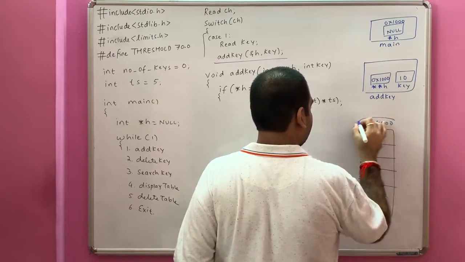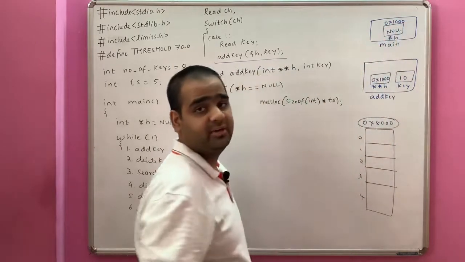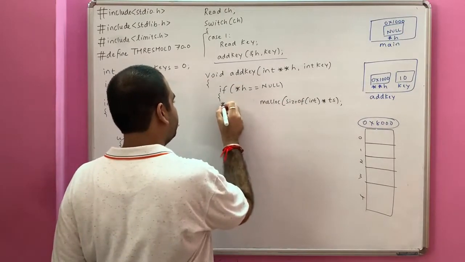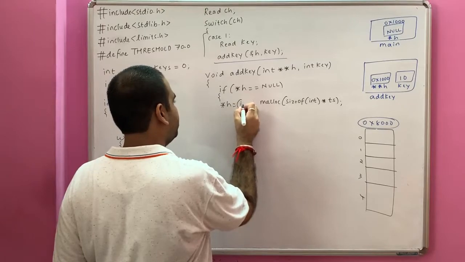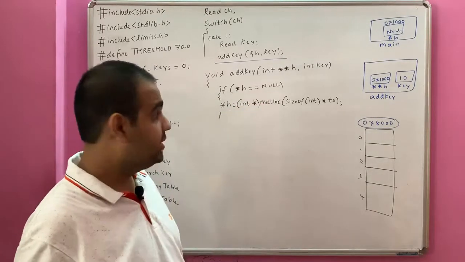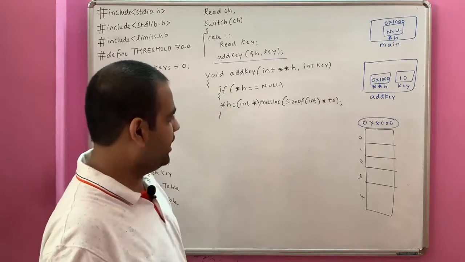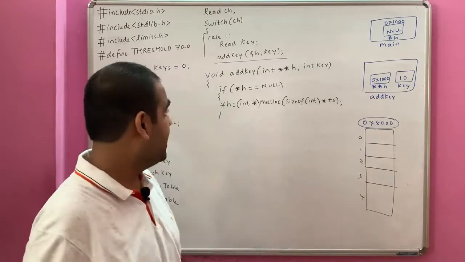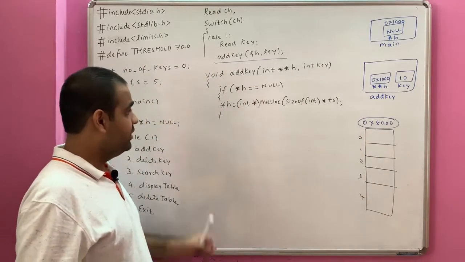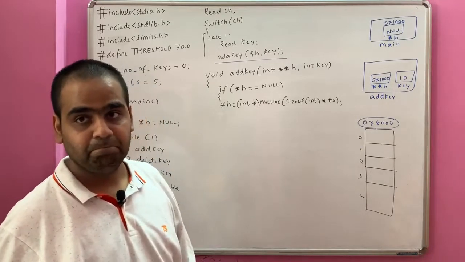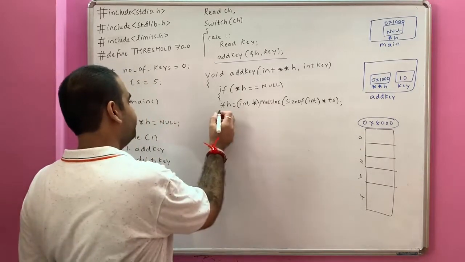Now this 8000 has to be stored over here at location 1000. And how do you go to location 1000? You say star h is equal to int star. Now after you allocate this, each and everything will be garbage and garbage. Therefore this has to be initialized to empty.